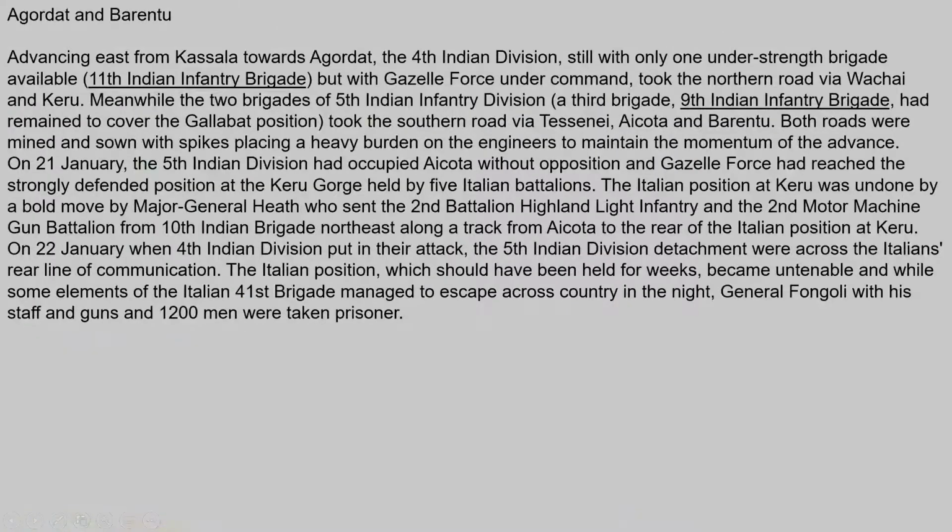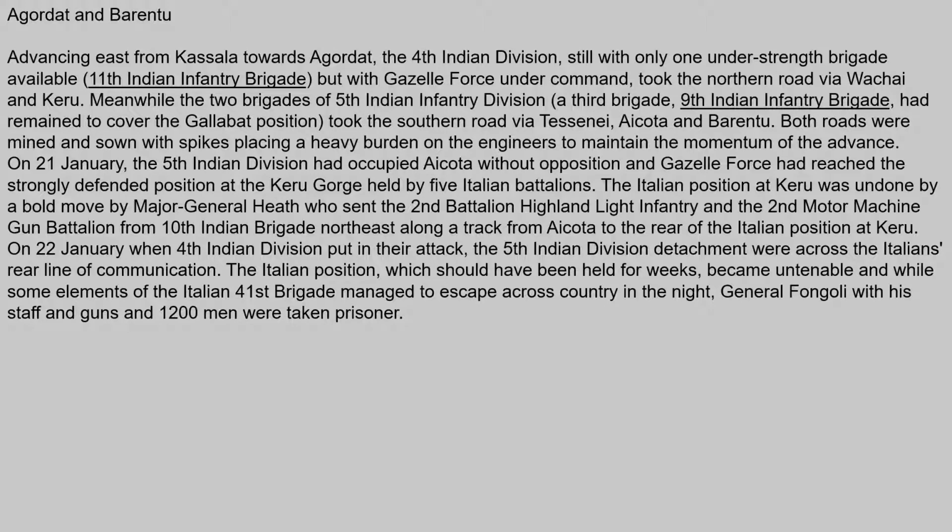On the 21st of January, the 5th Indian Division had occupied Aikota without opposition, and Gazelle Force had reached the strongly defended position at the Gorge, held by 5 Italian battalions. The Italian position at Karu was undone by a move by Major General Heath, who sent the 2nd Battalion Highland Light Infantry and the 2nd Motor Machine Gun Battalion from the 10th Indian Brigade northeast along a track from Ekota to the rear of the Italian position at Karu. On the 22nd January, when 4th Indian Division put in their attack, the 5th Indian Division detachment were across the Italians' rear line of communication.